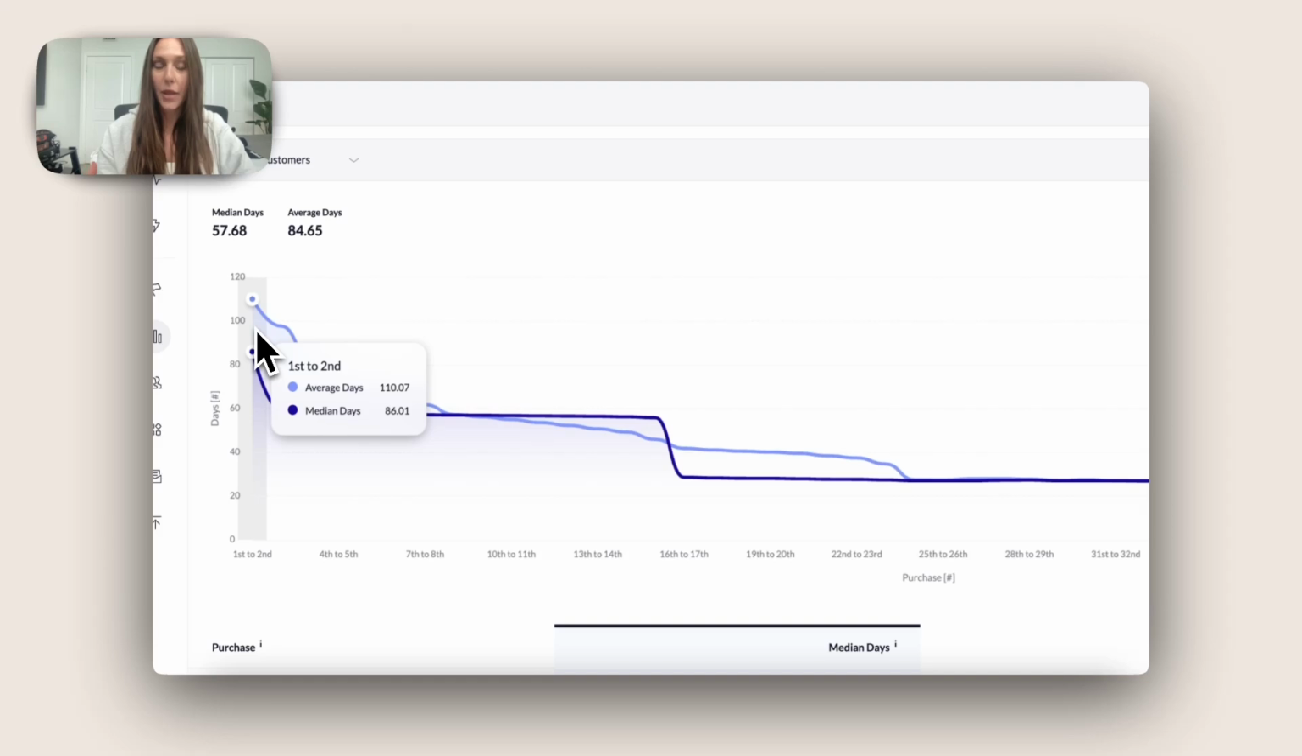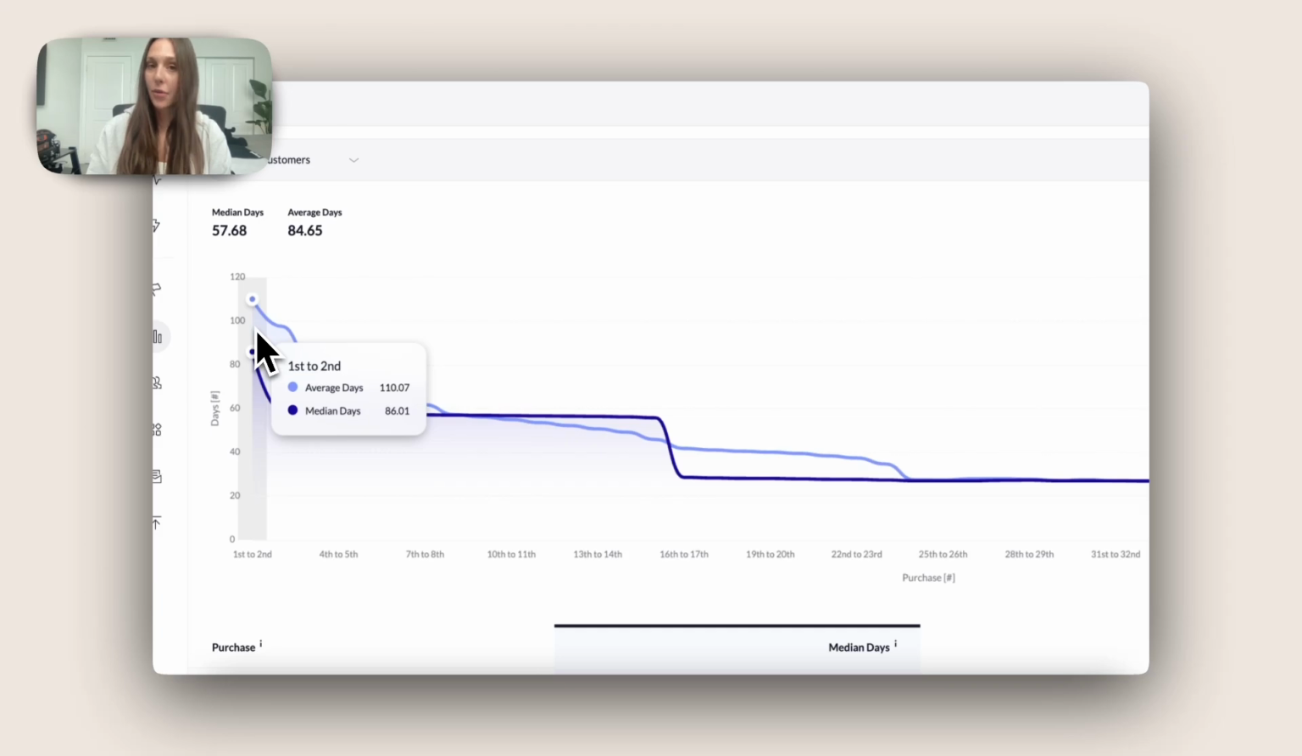their second order. So we recommend taking a look at the median here as opposed to the average, just to exclude outliers in the data. But what we would say here is, of these customers who have made their first order, if they've gone 86 days or longer without placing their second order, we would consider this to be an overdue customer.